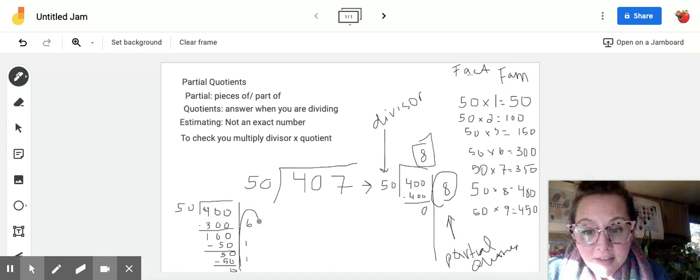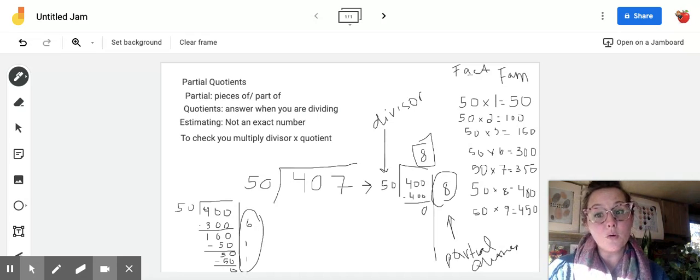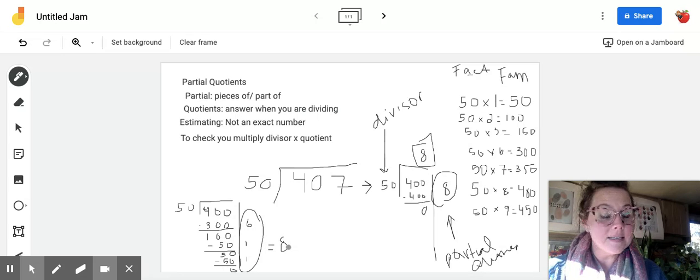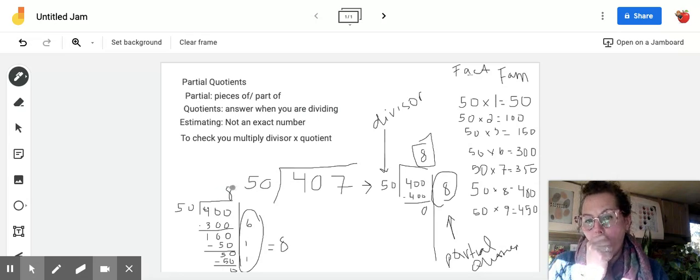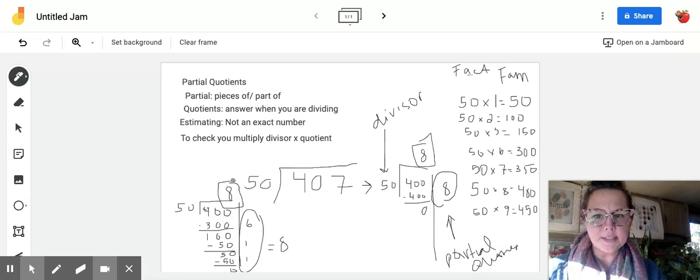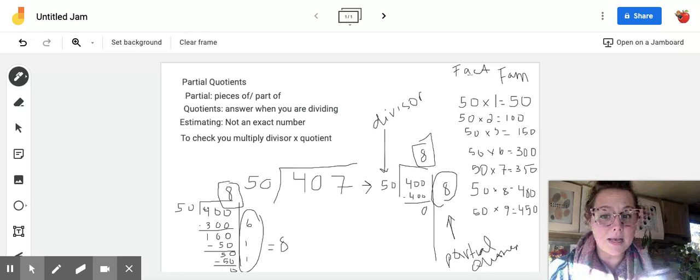Now I have a list of partial quotients. I have to add those together. Let's see what happens. 6, 7, 8. The total here is 8. 8 is my quotient. 6, 1, and 1 are just my partial quotients. They are just pieces of the part. Okay? 8 is the actual answer. I'm going to put the 8 up here. Let's go ahead and put a little box around it so we know that this is my quotient.